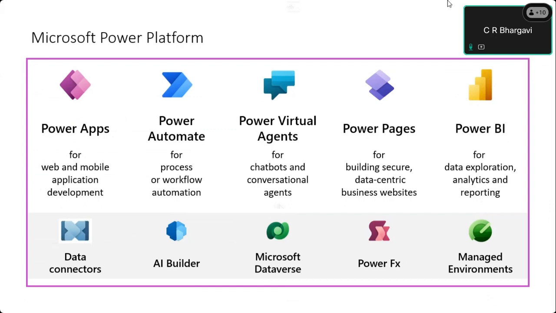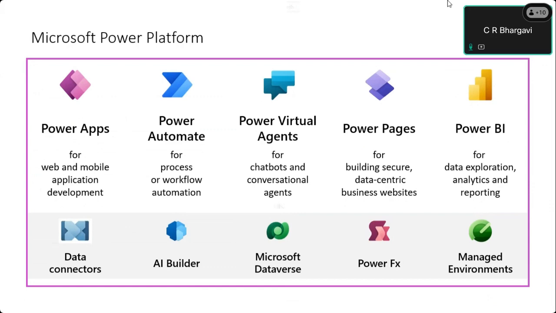Power Pages is used for connecting an external website with a low code, no code platform, so you don't have to put in much effort to build your personal website, and you can build it over Power Pages. And Power BI is used for data exploration, analytics, and reporting. The things that are available inside these are data connectors, AI Builder, Microsoft Dataverse, Power Fx, and managed environments, which are available inside Power Apps and Power Automate.